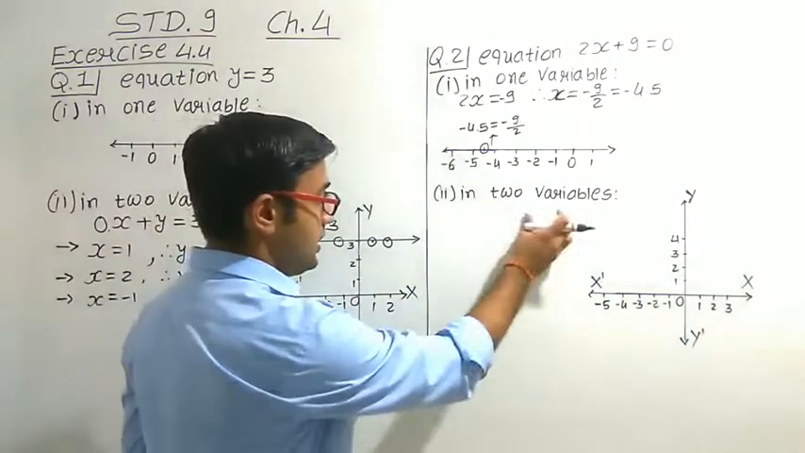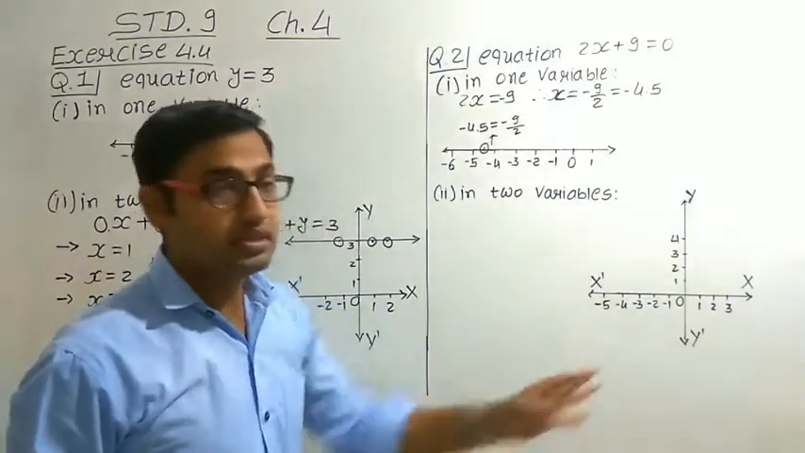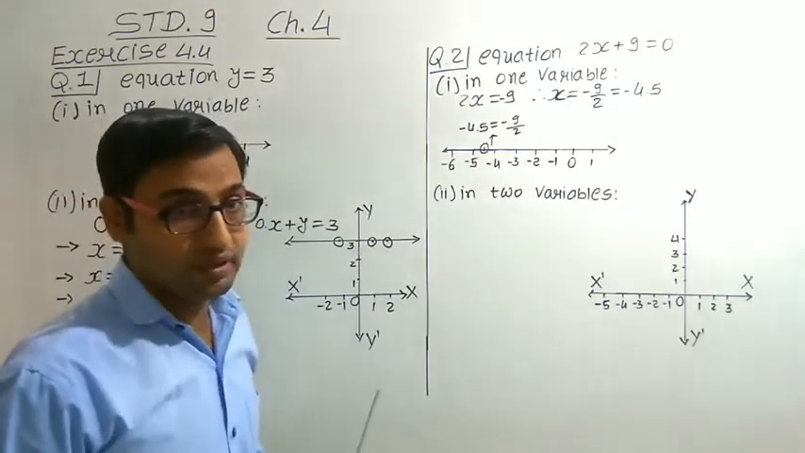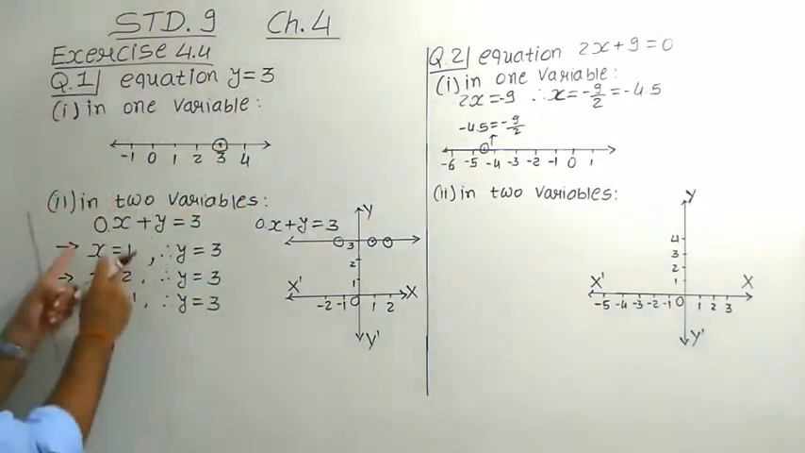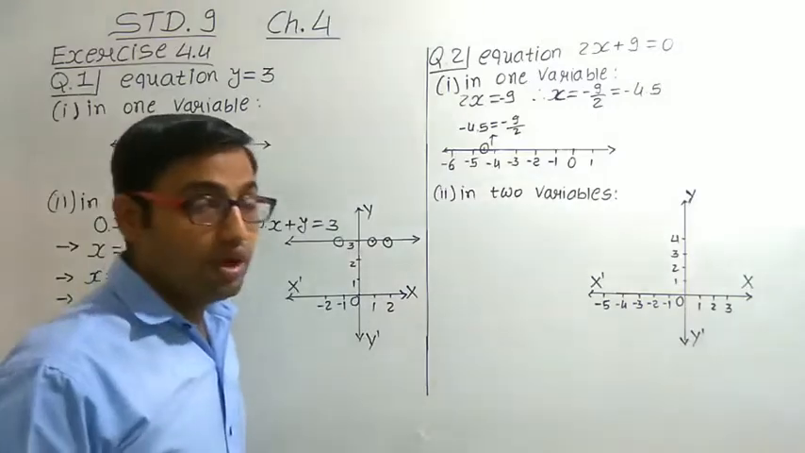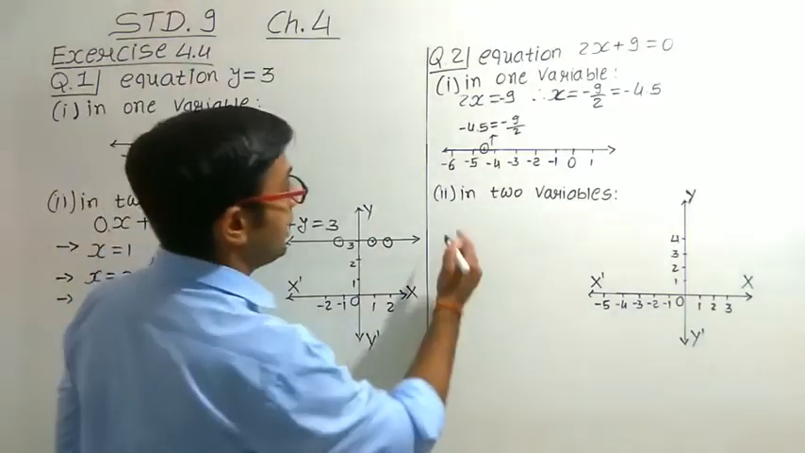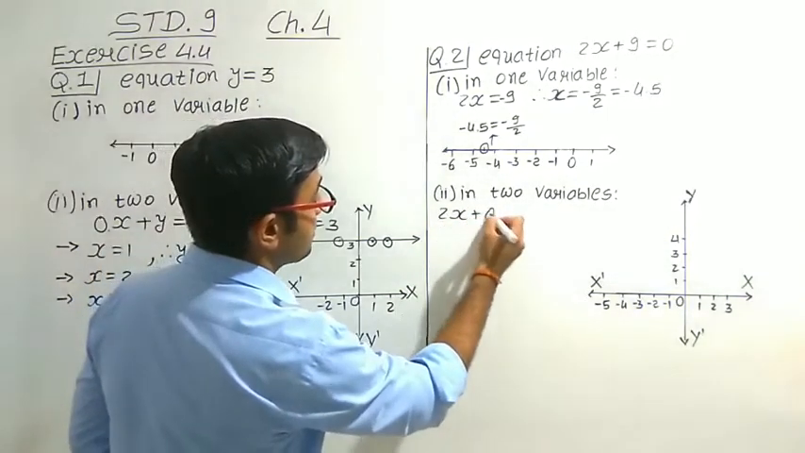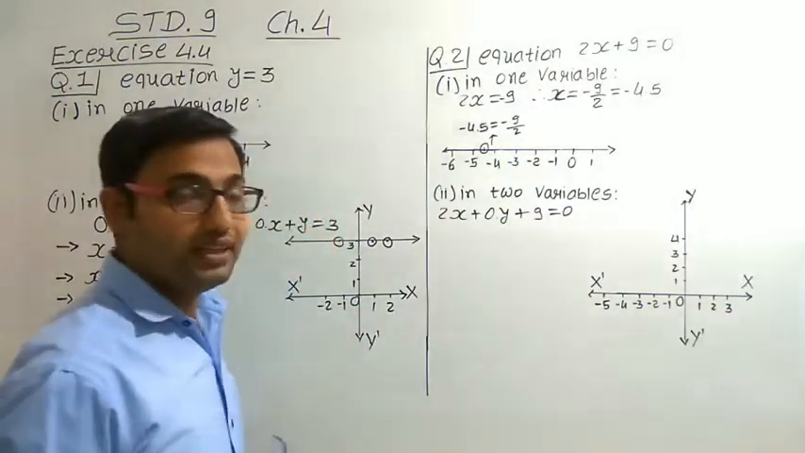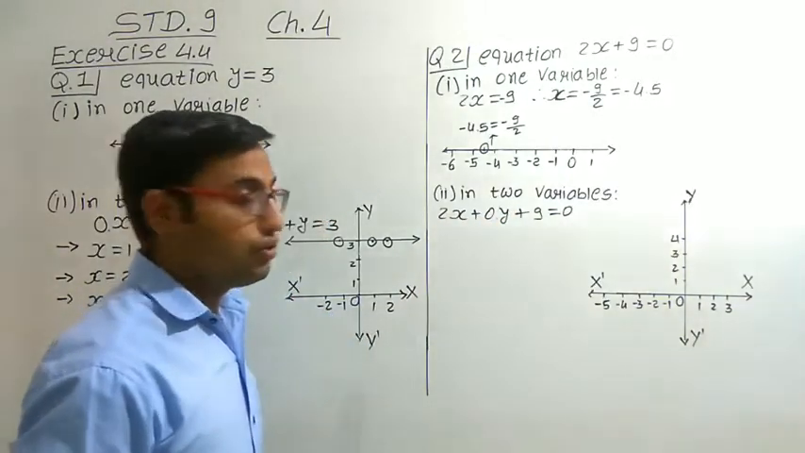Now we have to write it in two variables. Also we have to represent it on this Cartesian plane. So how can we write it? See here, there is no y variable. So whatever variable we do not have, we multiply it with 0, or we take its coefficient as 0. So we can write this equation as 2x plus 0 into y plus 9 is equal to 0. Right? So this portion is 0, so what will remain? 2x plus 9 is equal to 0. So we are not changing the value here.